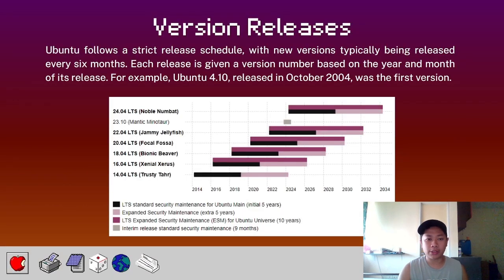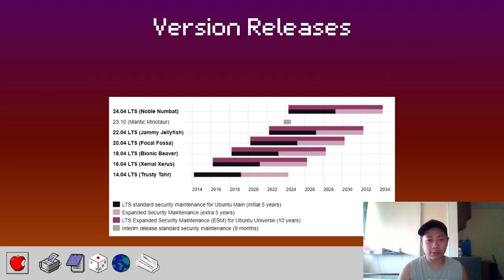Ubuntu follows a strict release schedule, with new versions typically being released every 6 months. Each release is given a version number based on the year and month of its release. For example, Ubuntu 4.10, released in October 2004, was the first version.